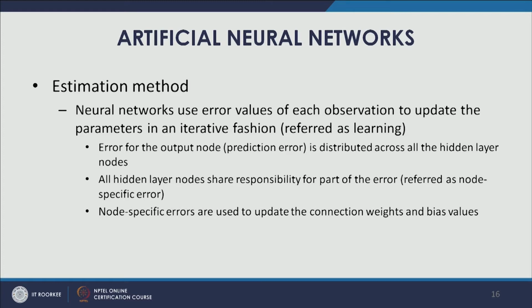to compute the parameters. So we'll understand what the estimation method is that is used in neural network. Neural networks use error values of each observation to update the parameters in an iterative fashion. So it's not that we use a global metric and the error computation based on those global metrics is optimized so that the error is minimized.